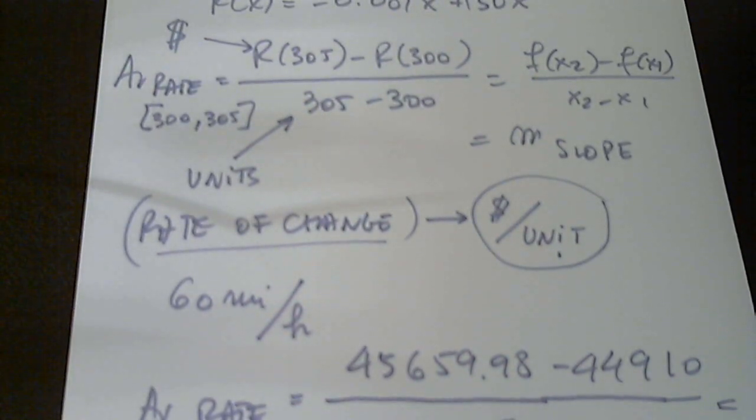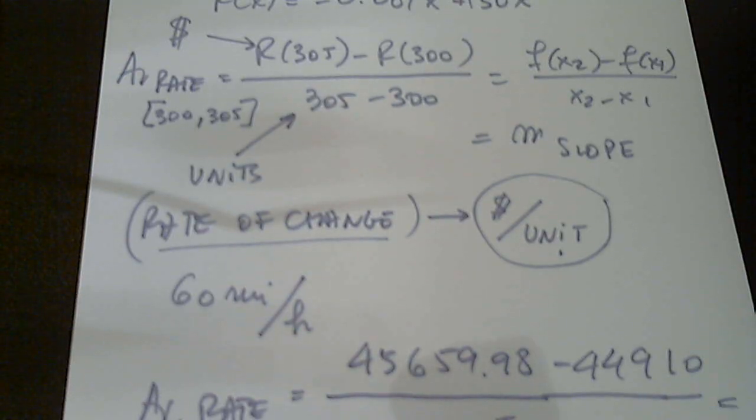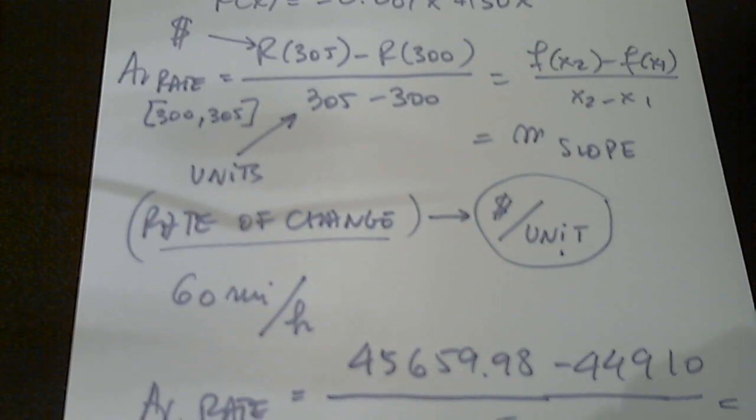Okay, so let's see. I'm sharing my screen again, and let's calculate this. If you calculated it already, please give me the answer. 45659.98. It's dollars. I need to round to 2 decimal places. Minus 44910. And then at the end, I will divide by 5. So it's 149.996. So this is approximately $150 per unit.